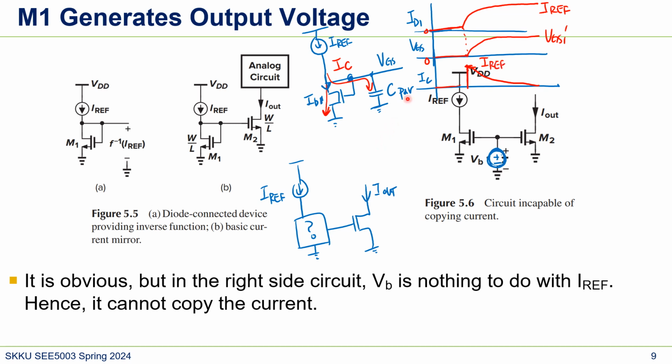So again, the point is that in the initial condition, if this IREF starts to flow, since the MOSFET at the beginning is turned off, current will flow to this parasitic capacitance. Hence, this gate voltage goes up, and then this NMOS starts to flow current. And once this NMOS current is equal to IREF, the current flow to the capacitor stops, and the voltage settles.